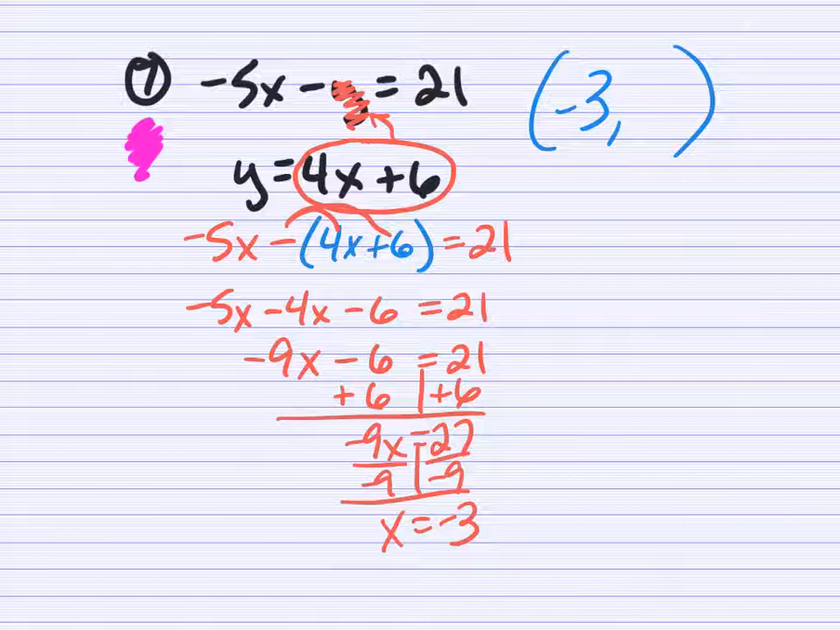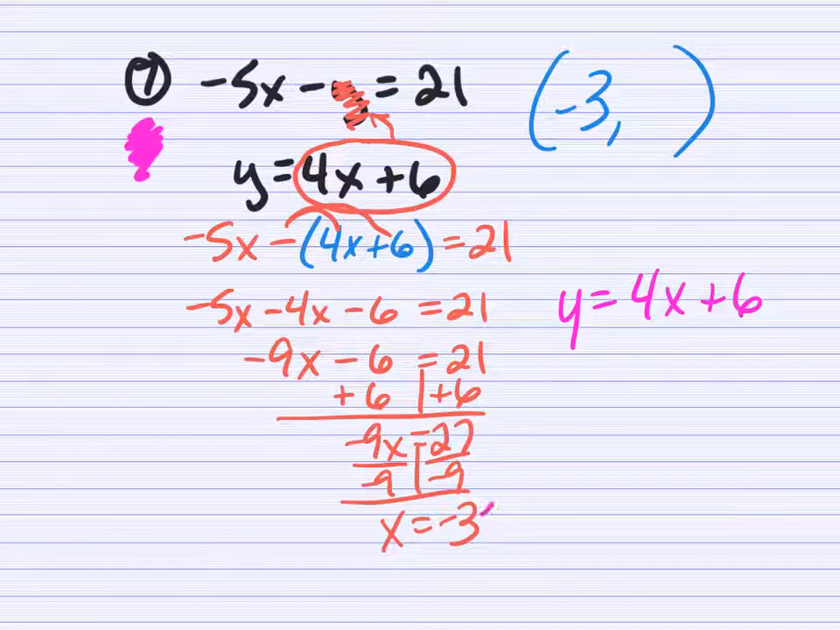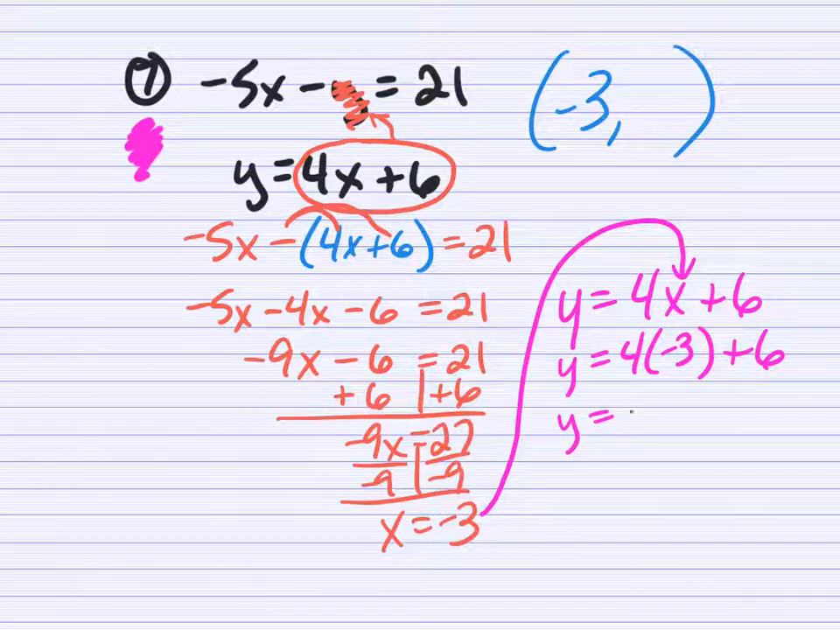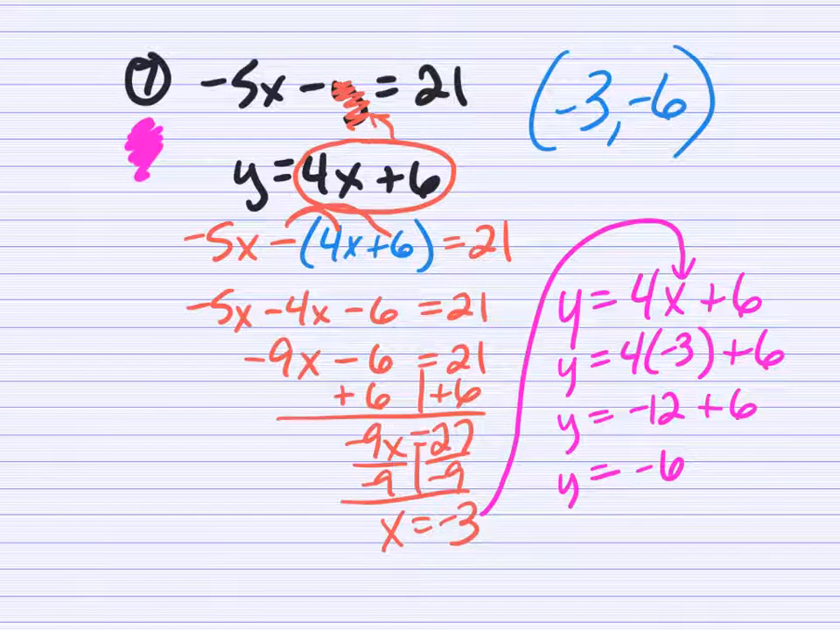All right, we always got to go back and get the other variable, and I think the bottom equation looks easier. Since x is negative 3, I'm going to plug that in. And then I just solve it, and I get y to equal negative 6. So if I were to graph these, they would cross or intersect at (-3, -6).